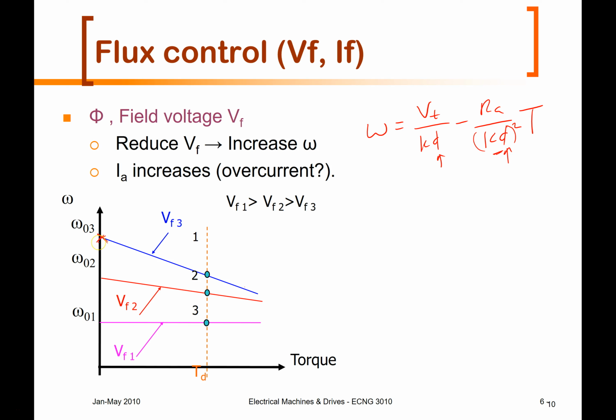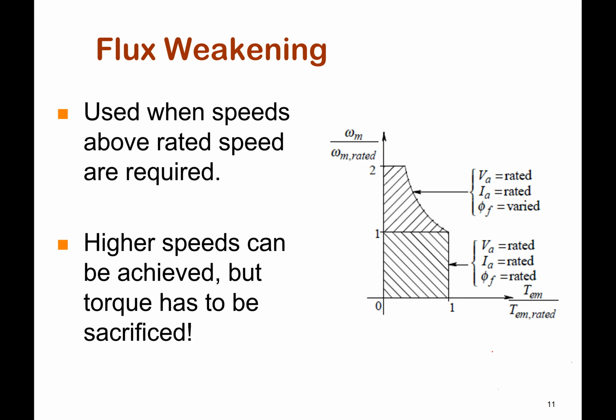We will have the highest starting torque, the highest starting speed, the no load speed, and then we would have the steepest gradient, and as we increase the flux, then we have the y-intercept going down, but we also have the gradient going down, so it becomes a gentler and gentler slope.